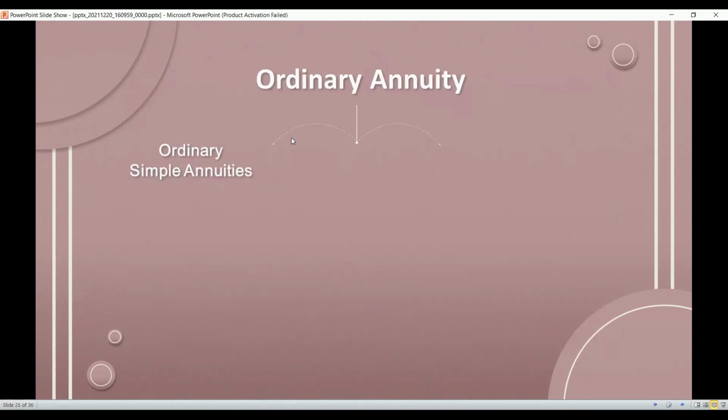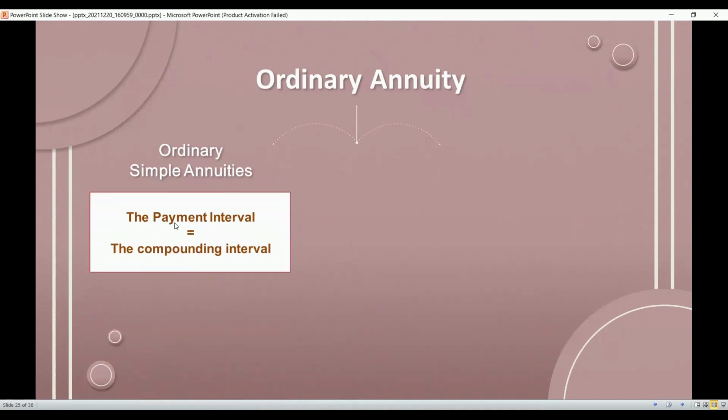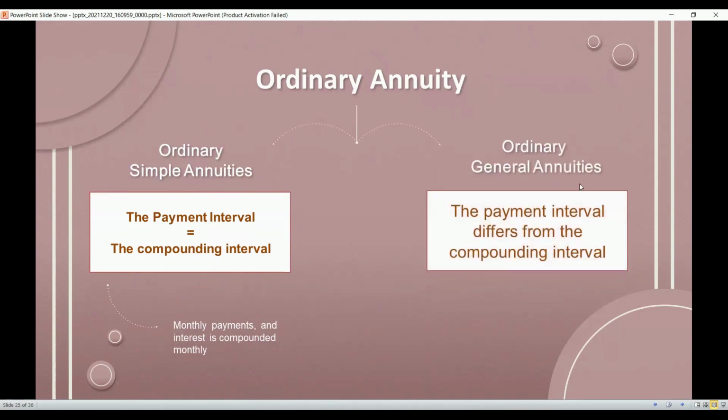So this is the ordinary annuity. Ordinary simple annuities are a type of ordinary annuity where the payment interval is equal to the compounding interval. For example, with monthly payments, the payment interval is monthly and the interest is also compounded monthly. Ordinary general annuities, on the other hand, have a payment interval that differs from the compounding interval. For example, the payment interval is monthly but the interest is compounded semi-annually.